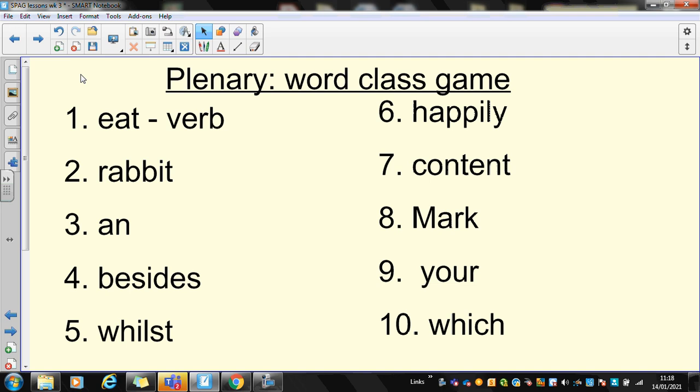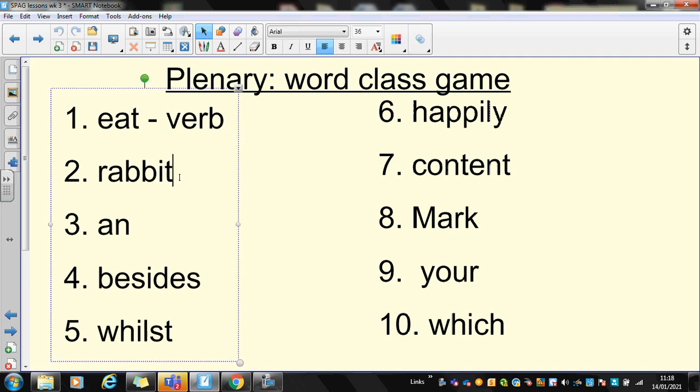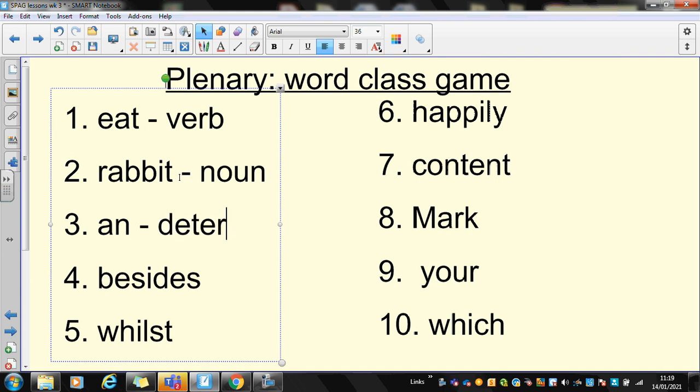Okay, everybody, let's just finish the lesson off by going through the answers to this word class game. So, rabbit, it's a thing, it's an object, it's an animal. So the word rabbit would be a noun. Well done if you got that right. I am holding an apple. It's that short word in front of apple, and those little words are called determiners.